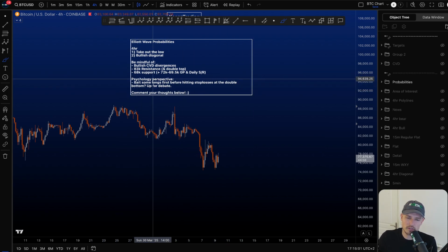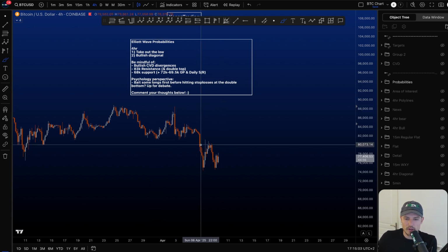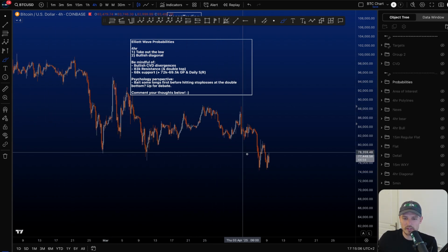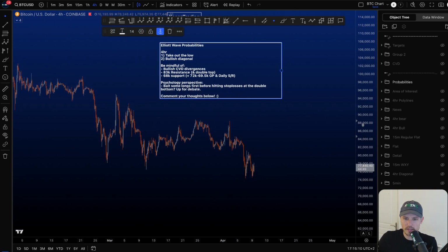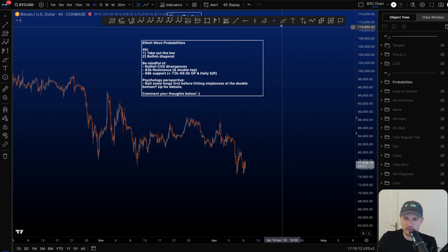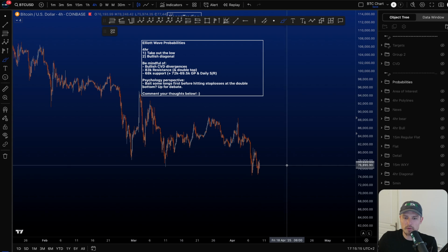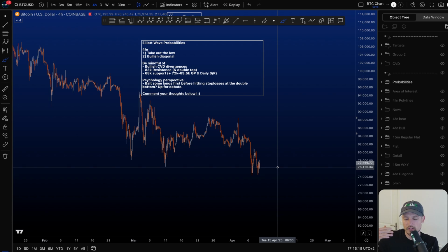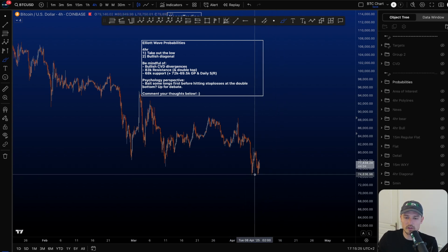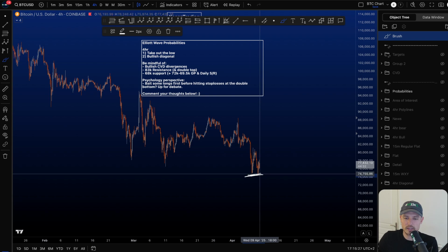Psychology perspective, I just like to add this. We are currently in this range. Price has been moving down and down and down and down. I have no idea where the fear and greed index is, but probably it's pretty low. I wouldn't mind seeing a little bit of a bait locally, like baiting longs into maybe an impulsive structure up, but then we take out these lows, because the probabilities remain higher to take out these lows.